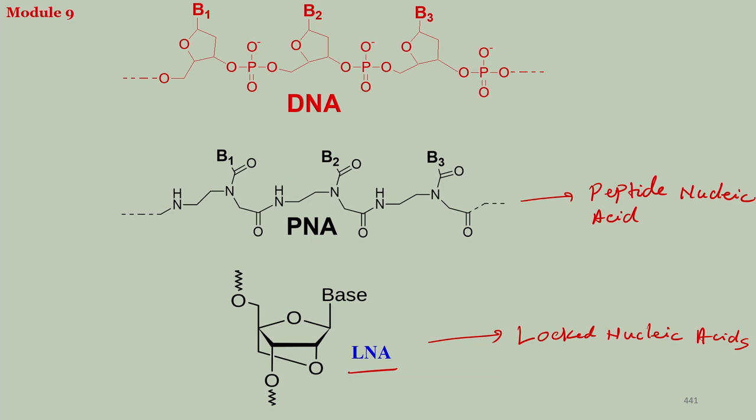Both of these are artificially synthesized oligonucleotides. They are not natural, they are not obtained in our body, none of them. We have synthesized them and we use them as molecular probes. The reason is both PNA and LNA show activities that are sometimes better than a DNA. So, first let us go to the structural features and then we will also discuss their importance, what they actually do.